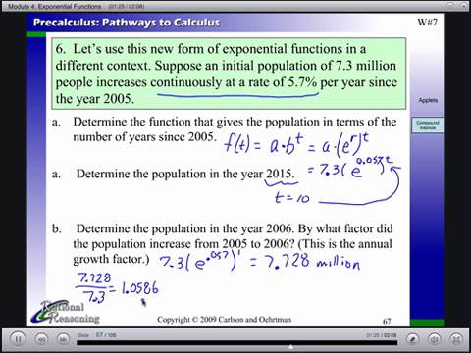1.0586. Okay, now watch this. What's e to the 0.057? It's not the same number. Not the same number. What is it? A little bit greater. It's 1.05865. Sorry, it is the same number.